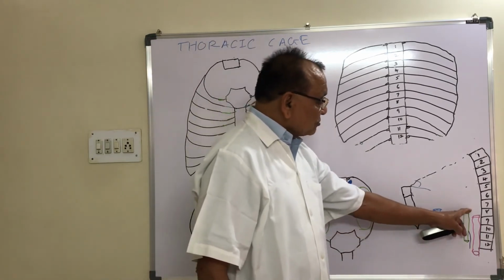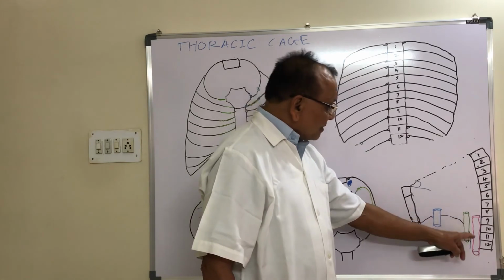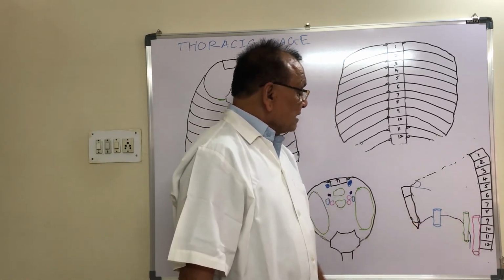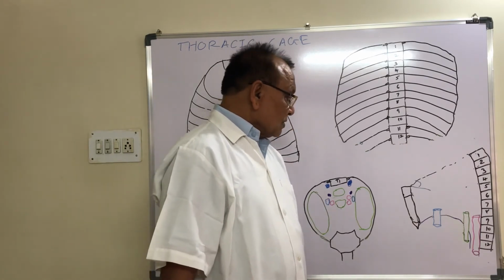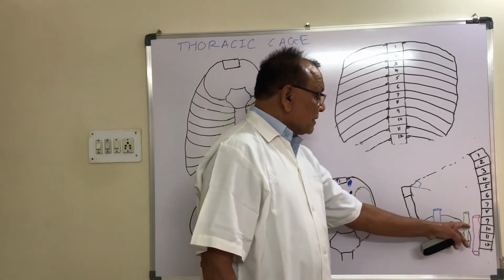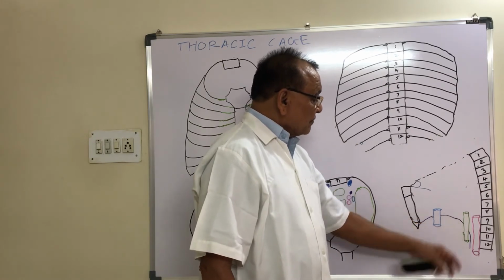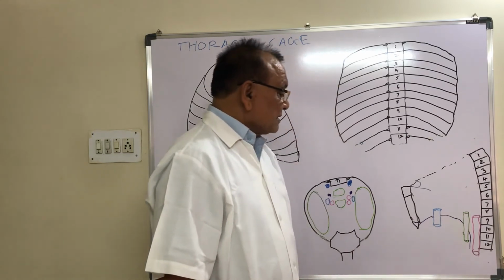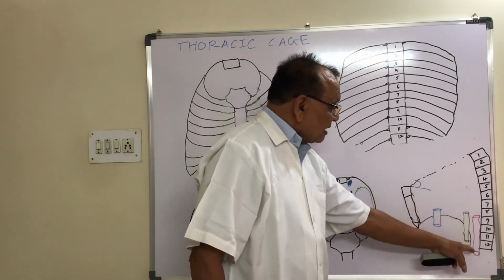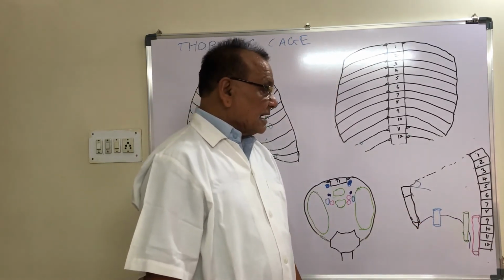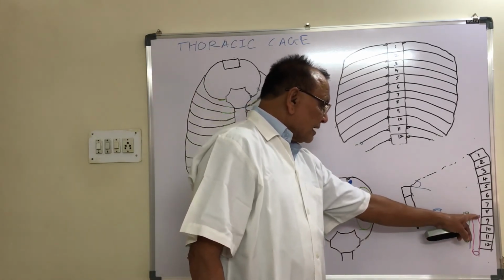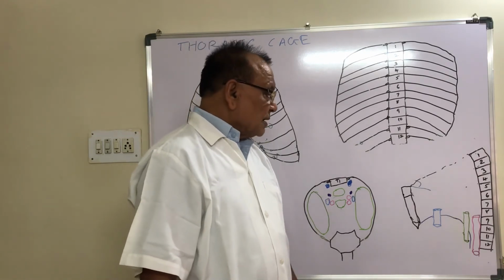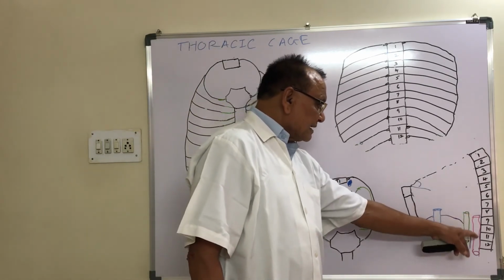So three structures pass through the esophageal opening. One is the esophagus, second the continuation of the right and left vagus nerve, and third the esophageal branches of the left gastric artery with accompanying vein. This is the aortic opening at the level of the 12th thoracic vertebra. It transmits the aorta, the thoracic duct, and the azygos vein. The thoracic duct is the main vessel of the lymphatic system.